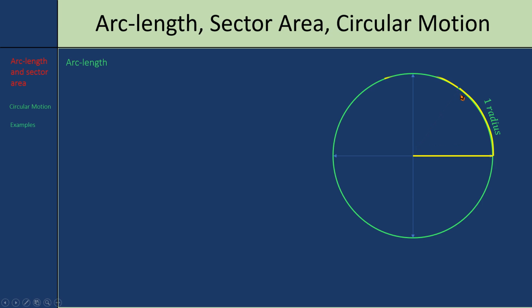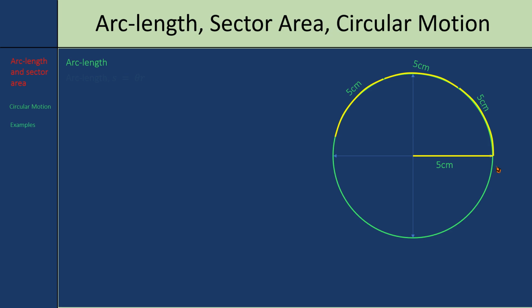And you put another one. Now the angle is 2 radians, and now your arc length is 2 radii, right? Same thing again, you put another one, the angle is 3 radians, arc length is 3 radii. Okay, so imagine if your radius is like 5 centimeters. You have 3 radii, so now you have 3 times 5, that's 15.